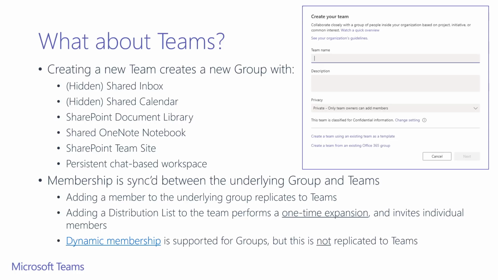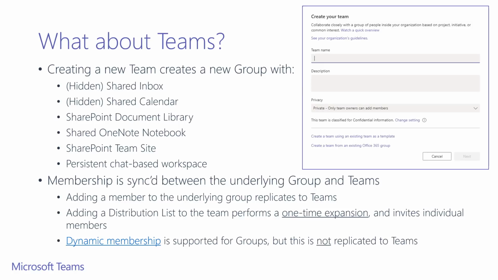So how does Teams fit into all this? We can utilize the Teams client, as you see in the screenshot in the top right, to create a new team. And actually under the hood, when we create this new team, we are going to provision a corresponding Office 365 group. Now this group will get a number of resources as we have seen before, including the calendar, the SharePoint document library, the OneNote, the team site, and a persistent chat-based workspace that can be leveraged from within the Teams application itself.